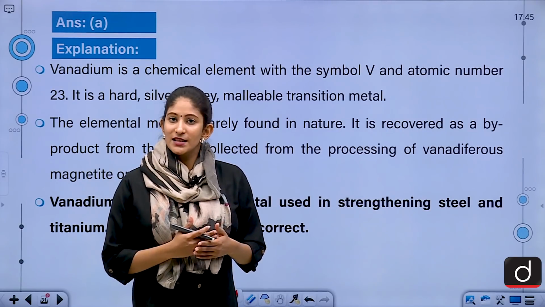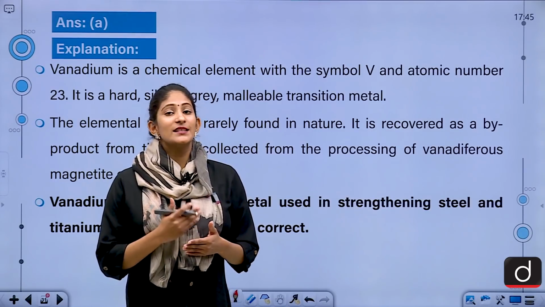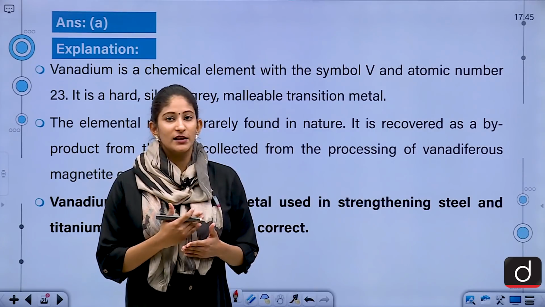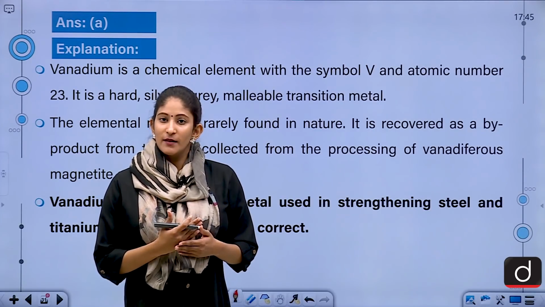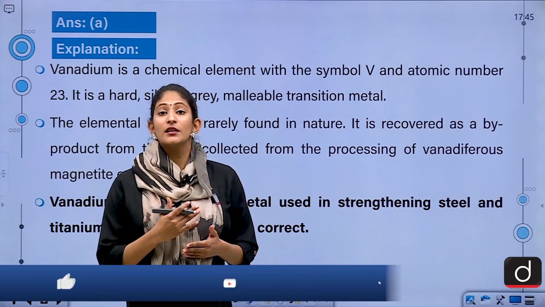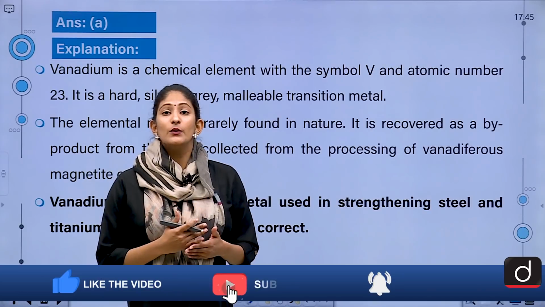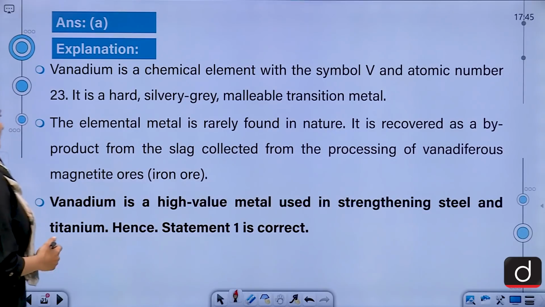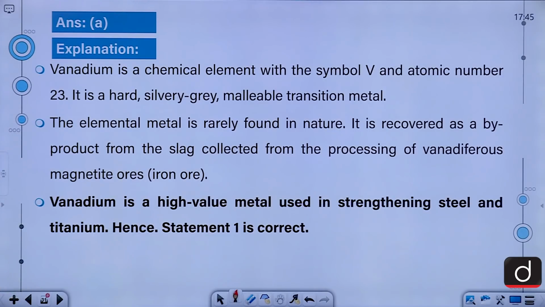In the year 2017, India utilized 4% of the 84,000 metric tons of vanadium available worldwide, and China, which produced 57% of vanadium in 2017, used a whopping 44% of it. The elemental metal is rarely found in nature. It is recovered as a byproduct from the slag collected from processing of vanadiferous magnetite ores.